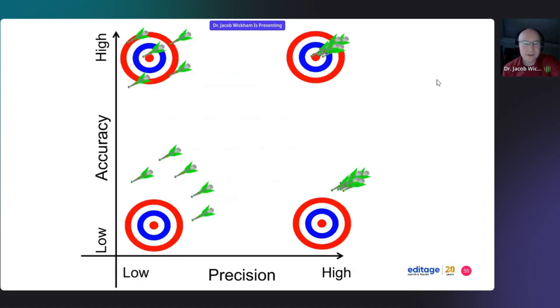And these are just the 4 different combinations. You can have low accuracy and precision, which is the worst of the scenarios. And then you can have high accuracy and precision with all the darts hitting the target. So again, upper left, you have high accuracy but high variance. But on the lower right, you have very low accuracy but high precision.